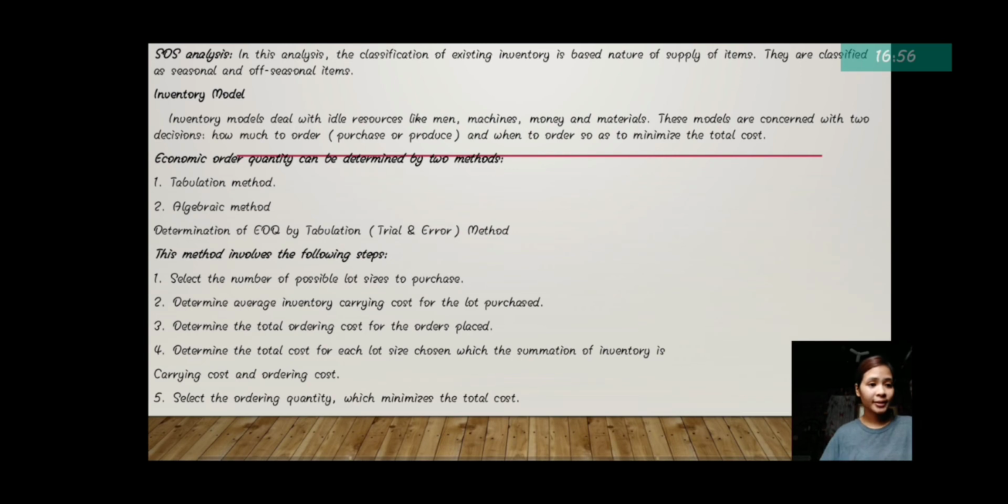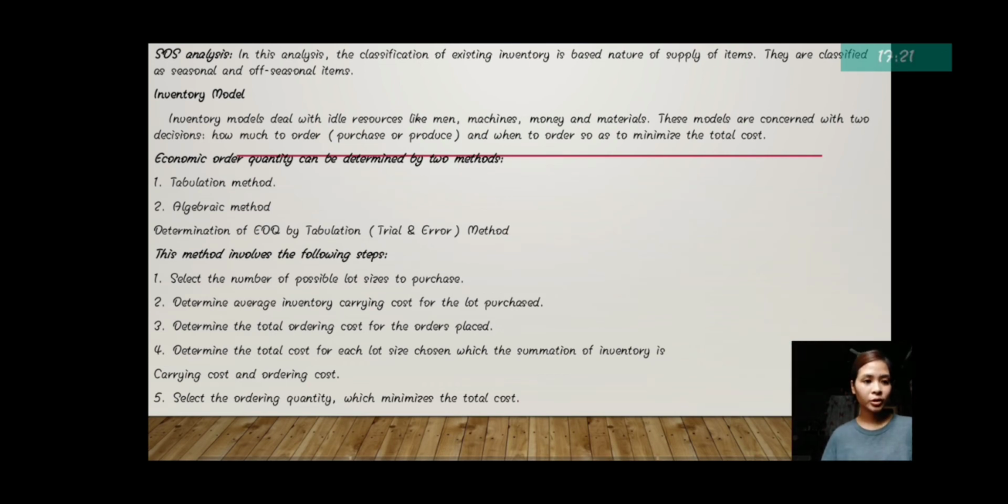So the SOS analysis, the last one. In this analysis, the classification of existing inventory is based on nature of supply items. They are classified as seasonal and off-seasonal items. So meaning it depends on the demand of an item in every season.